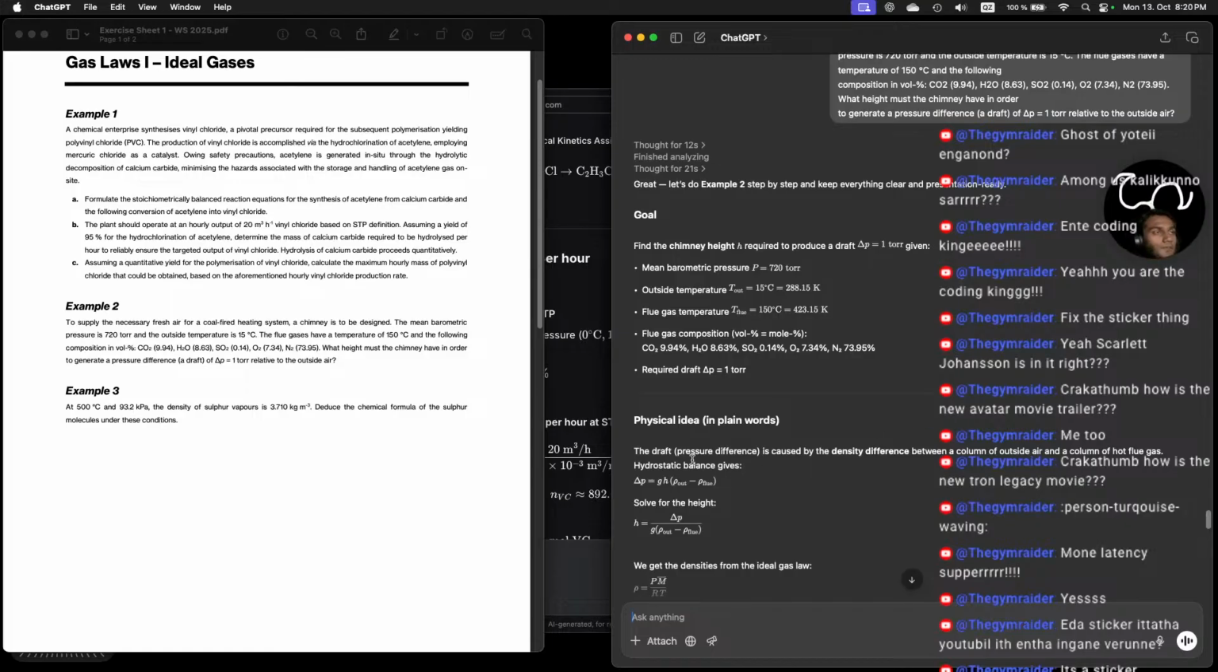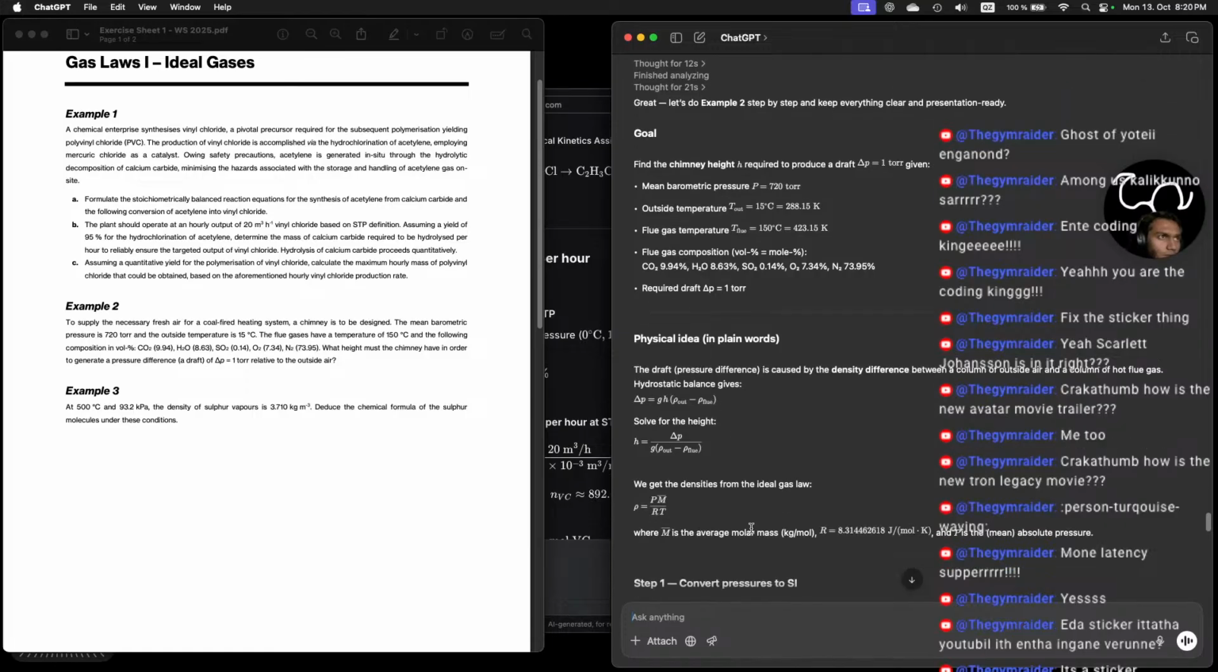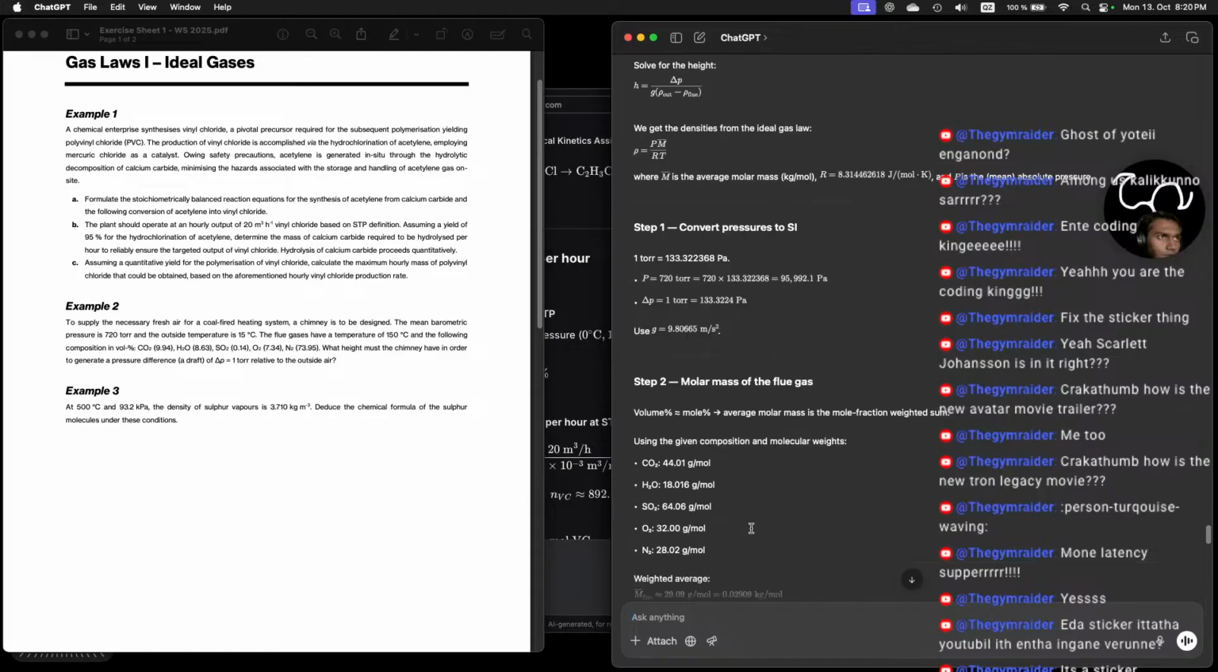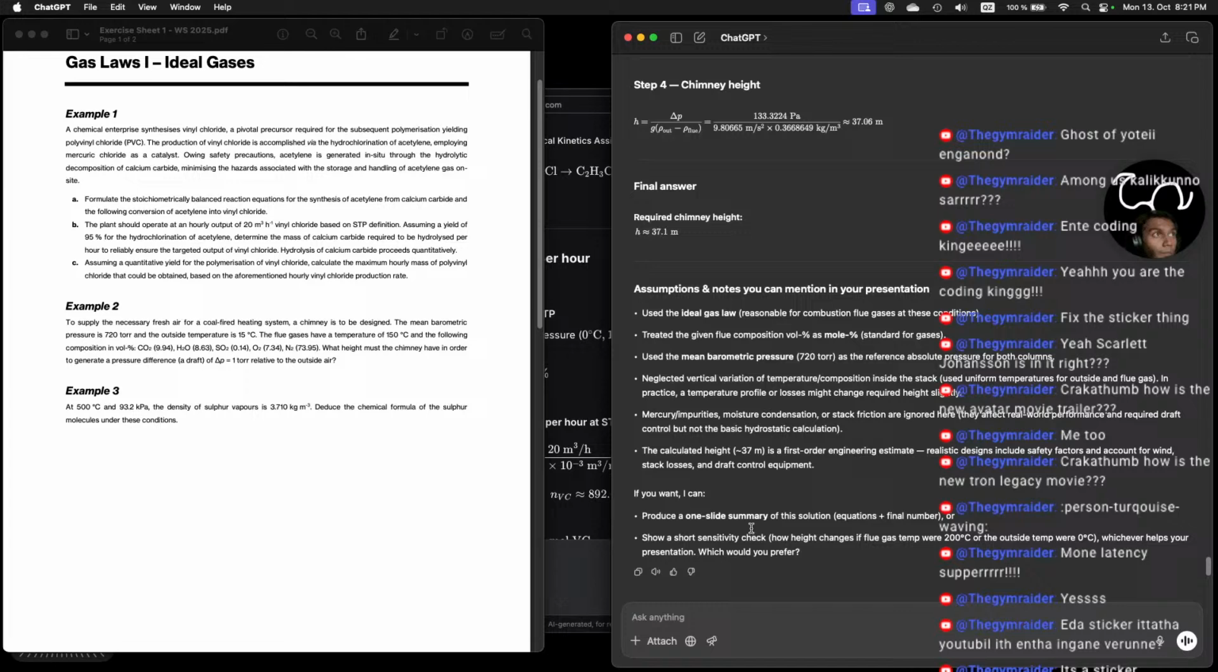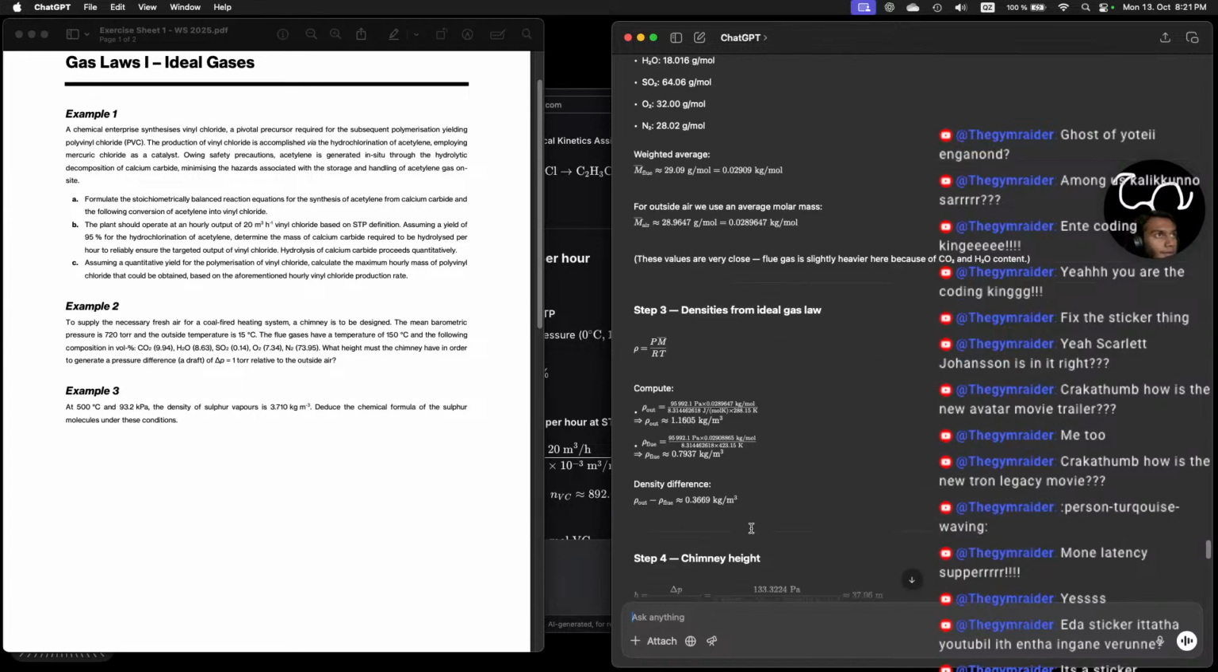Physical idea. The draft pressure difference is caused by the density difference between a column of outside air and a column of hot flue gas. Hydrostatic balance gives the height. We got the densities. Convert.